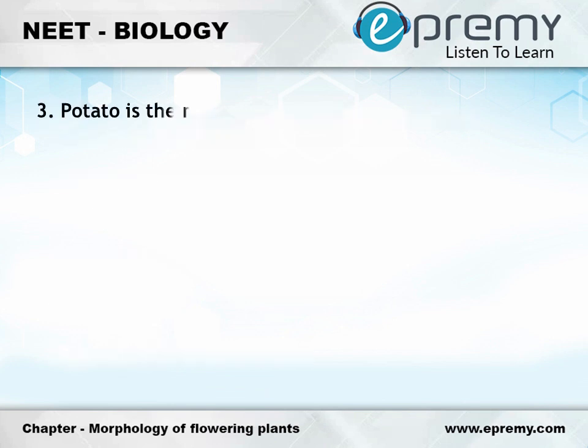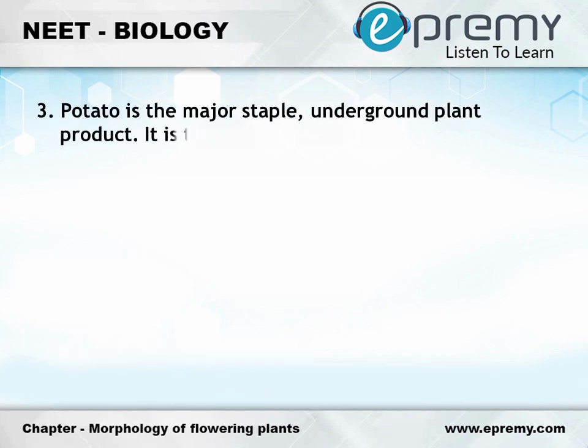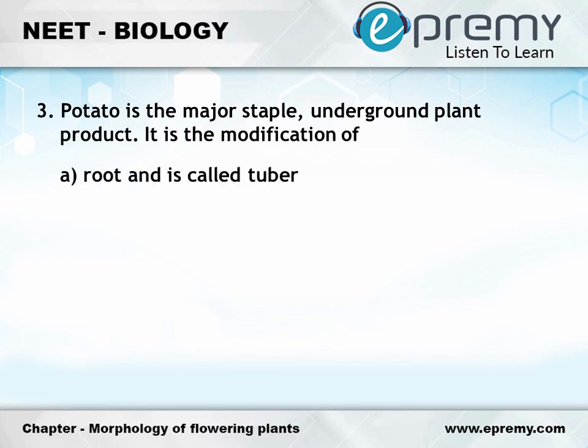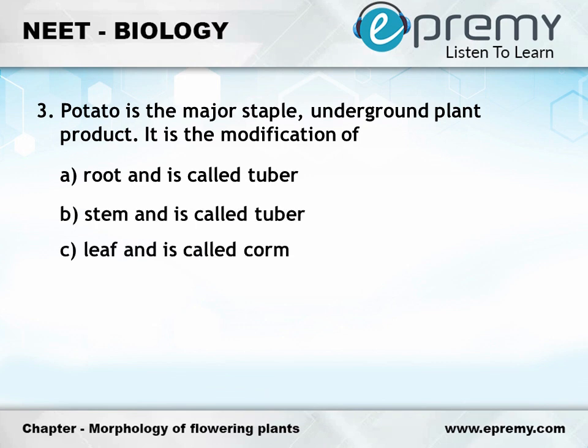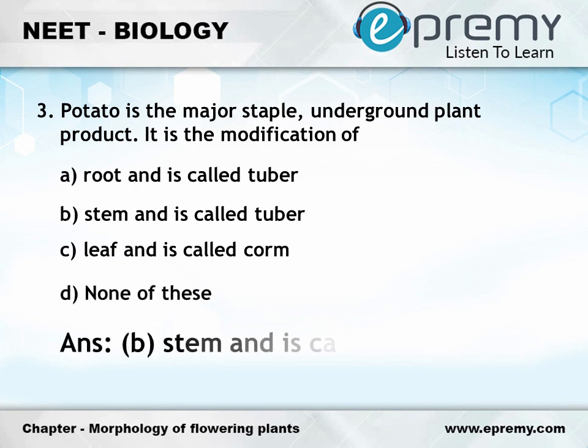Question number 3. Potato is a major staple underground plant product. It is a modification of option A, root and is called tuber, option B, stem and is called tuber, option C, leaf and is called corm, option D, none of these. The answer is option B, stem and is called tuber.